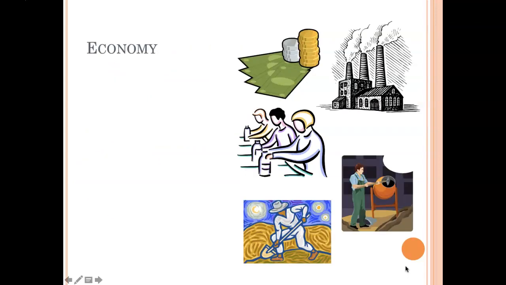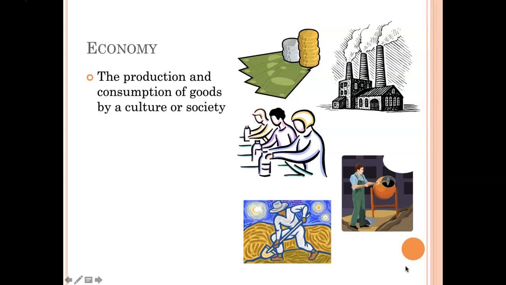Let's look at the economy. The economy is best described as the production and consumption of goods by a culture or society. When you think about these images here, we often think about the United States making certain things so that people can have money and have a lifestyle that they would like to lead.